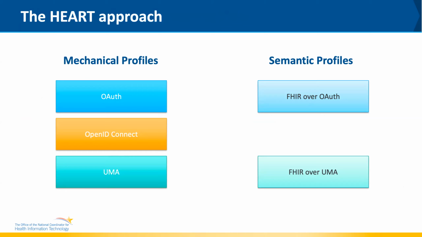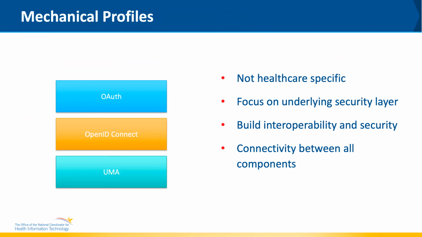When we were looking to solve this problem of profiling for the specific vertical, we realized that we needed to profile the underlying security mechanisms, but also adapt them for the healthcare space. But we realized that what we were doing in the base protocols was not necessarily healthcare specific, and that led us to what we called the mechanical profiles. They focus on the underlying security layers to build connectivity between different systems so that you could have a HEART OAuth profile server connect to a HEART OAuth profile client, and it would work whether or not you're actually sending healthcare data. We wanted this to be able to be reused.